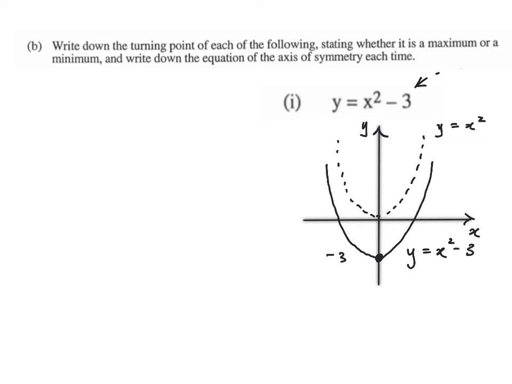Right, so it asks us whether it's a maximum or a minimum. Well, it's a happy face because it's a positive x squared, so it's a minimum. We could also state the turning point. It's at 0, minus 3. The axis of symmetry is this line here, which is the y-axis, x equals 0.